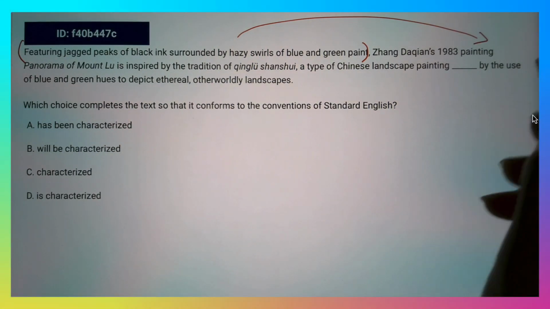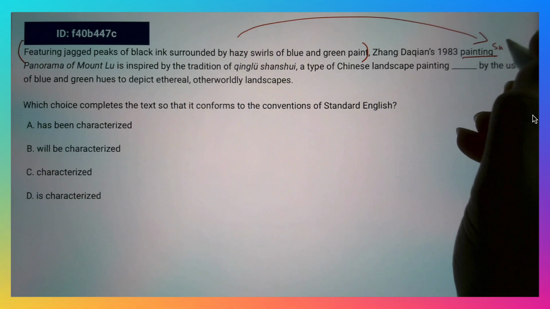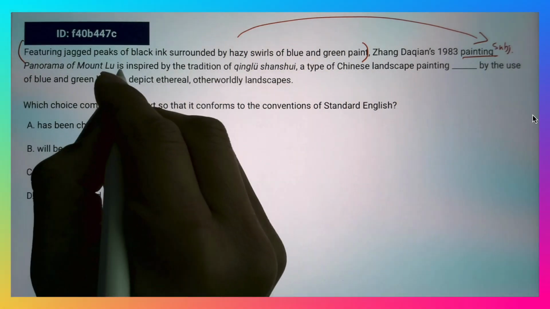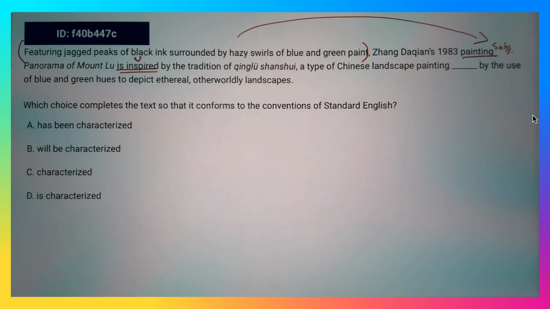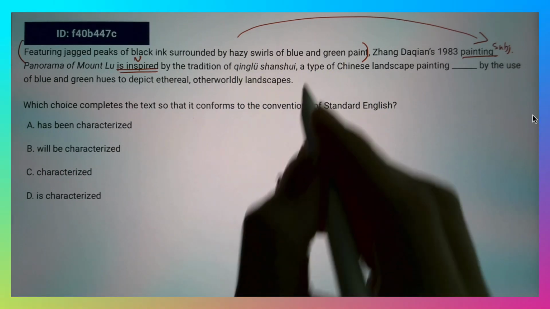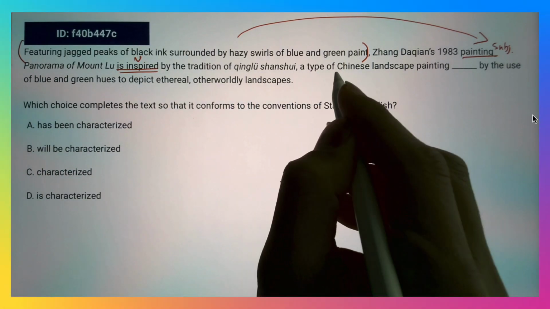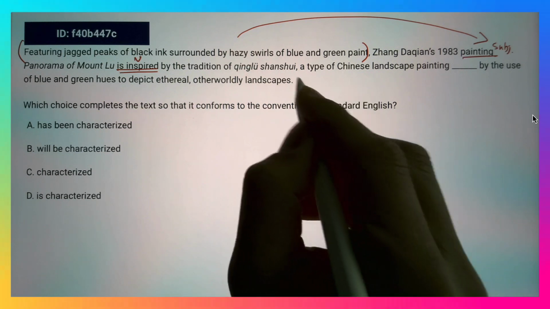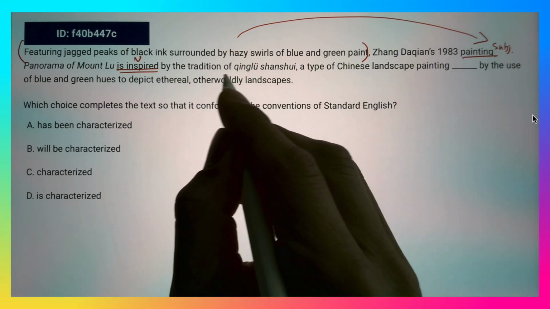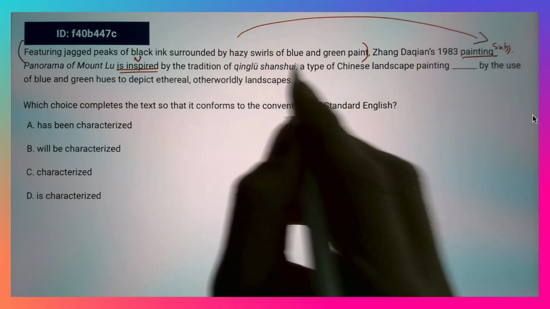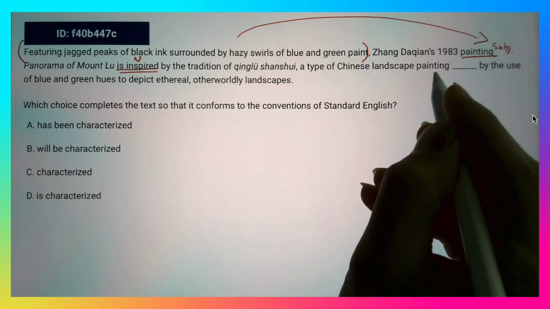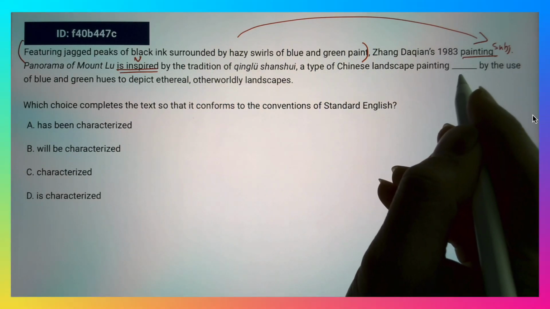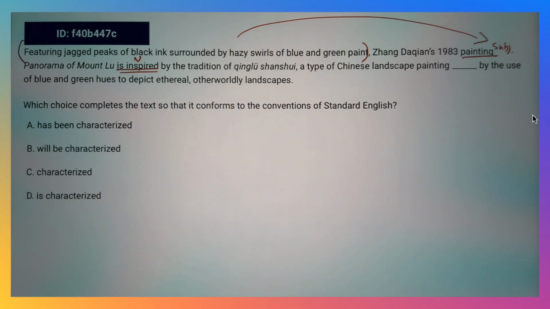So the subject is the painting, and the verb is inspired by the tradition of Qinglü Sanshui. Now this comma, a type, is an appositive, a noun phrase that describes the antecedent, the tradition of Qinglü Sanshui, a type of Chinese landscape painting, blank, by the use of blue and green hues to depict.